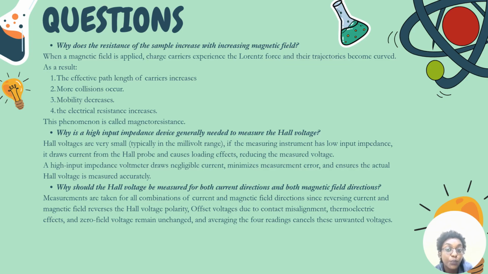Last question, why should the Hall voltage be measured for both current directions and both magnetic field directions? Measurements are taken for all combinations of current and magnetic field directions since reversing current and magnetic field reverses the Hall voltage polarity. Also, offset voltages due to contact misalignment, thermoelectric effect, and zero field voltage remain unchanged, and averaging the four readings cancels the unwanted voltages.